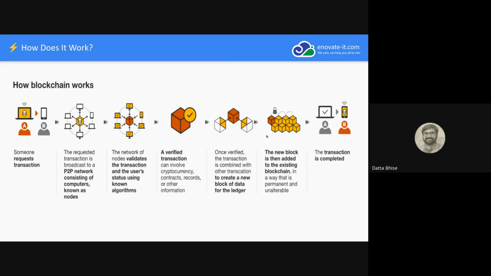This is the overview of how blockchain works. Does anyone have a doubt? This is just an overview. We can see the details in the next slides.